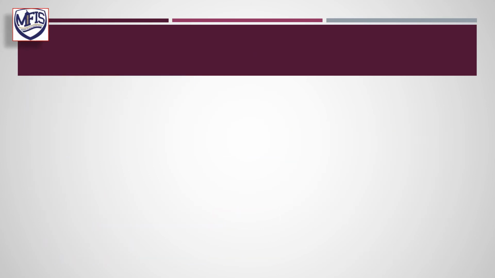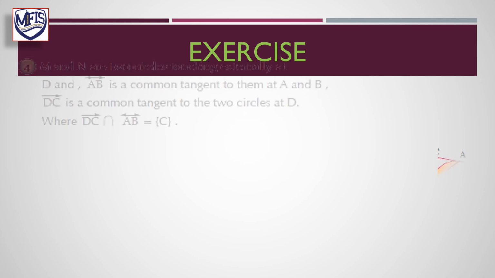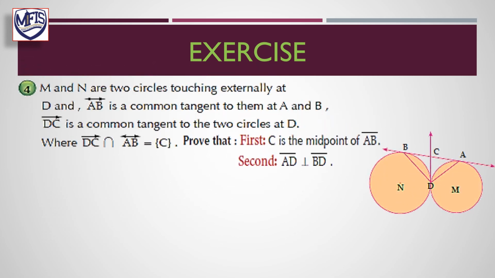The last problem. In the opposite figure, M and N are two circles touching externally at point D. The straight line AB is a common tangent to the two circles M and N at A and B. Ray DC is a common tangent to the two circles at point D, where ray DC intersects straight line AB at point C. Prove that, firstly, C is the midpoint of AB.